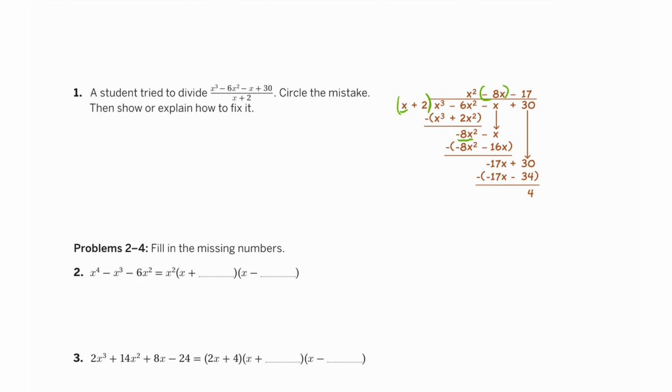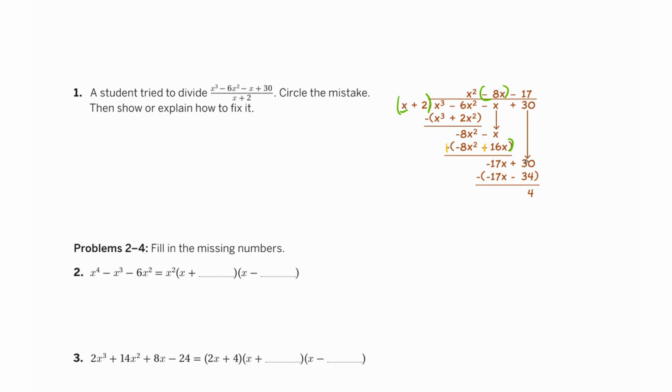I multiply negative 8x times x plus 2, which gives me what's in parentheses here, negative 8x squared and minus 16x. And then when we subtract negative 8x squared minus a negative 8x squared, remember when we subtract, we are really adding a positive there, which gives us 0. Negative x squared minus a negative 16. So it looks like this is where the mistake is, because negative x minus a negative really should be adding, which would then change this to positive 15x plus 30, which changes the last part of this problem here.